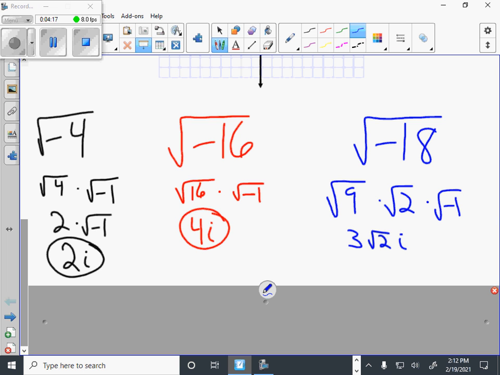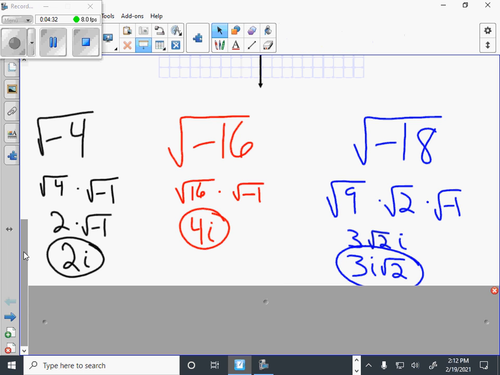times i. We have to write this in standard form. We always have to write this in standard form. Our square roots go last. Our whole numbers go up front, so it's 3i times the square root of 2. That's our actual answer.